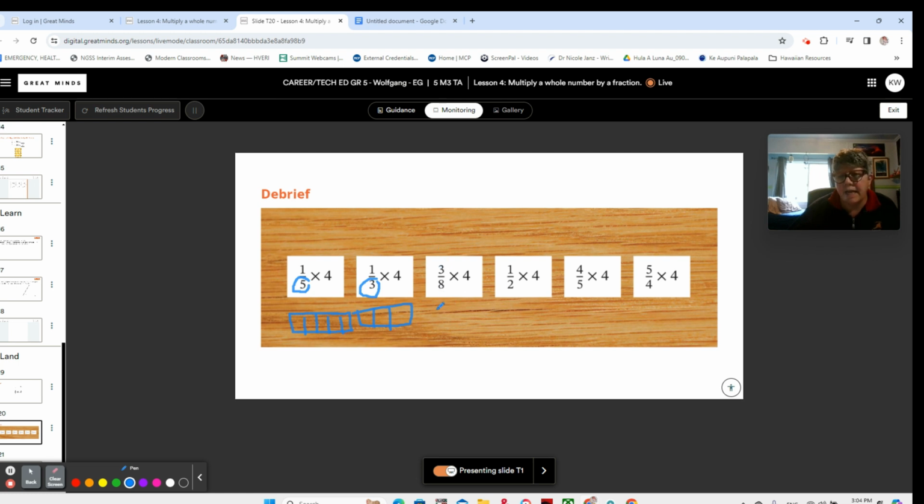Okay, then 3 out of 8 parts. We're going to break it into 8 parts. 2, 3, 4, 5, 6, 7 lines makes 8 parts. Those are pretty small, but we're going to have 3 of them this time instead of just 1. So that makes a difference. And 1/2 is definitely going to be a little bit bigger because we only have 2 parts. And then 4 out of 5 parts, but we're going to keep 4 of them. 2, 3, 4, right? So now we're keeping almost all of them.